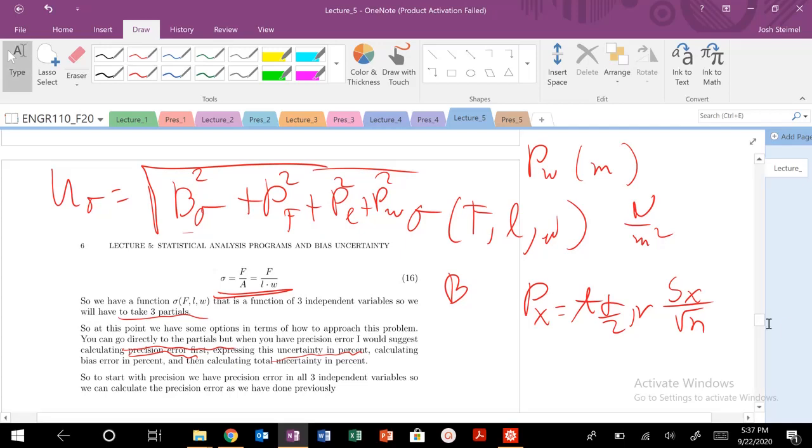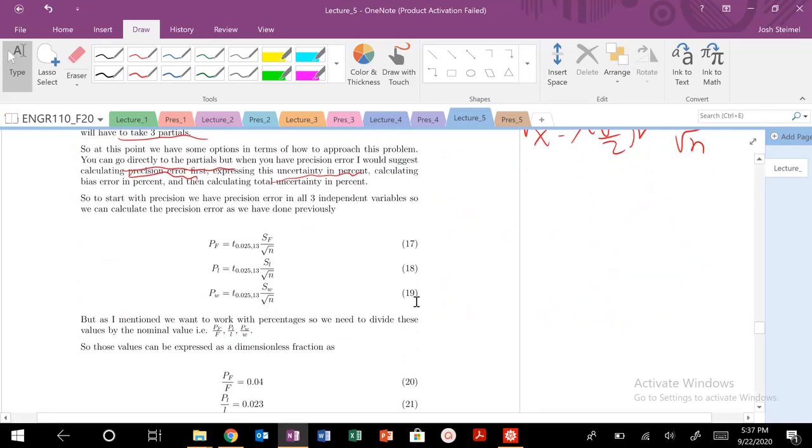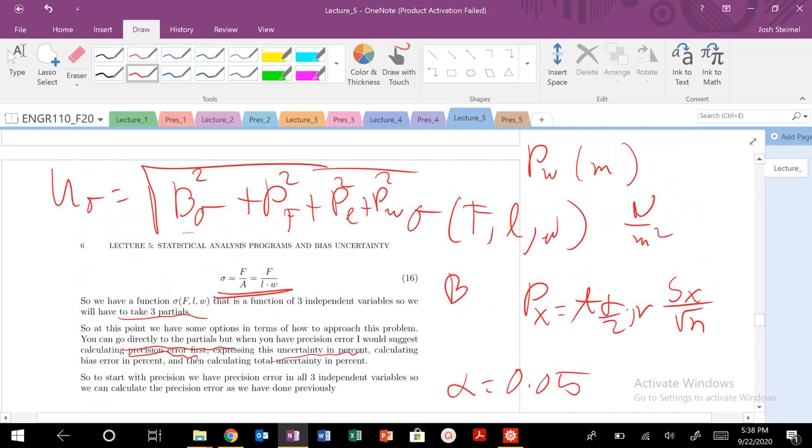So I always want to deal with precision error first, but you could also attack this first by looking at bias error as well. So let's calculate precision error. We're not told what confidence interval to work with, so I'm going to choose an alpha equal to 0.05. That's my confidence interval. I want my two-sided confidence interval, so that's going to be alpha over 2, again, as denoted in this question.